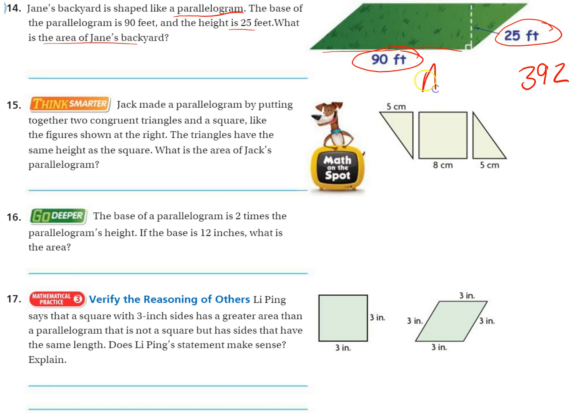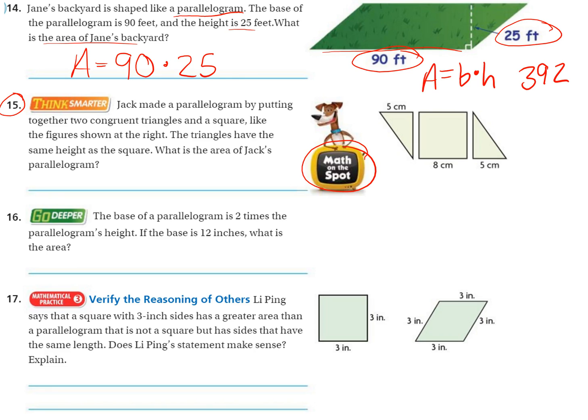Well, we know our formula is area equals base times height. So all we have to do to find the area is multiply 90 times 25. I'll let you do that math, and that's how you'll find the area. Okay, I'm going to skip 15 because a similar problem has gone over on your Math on the Spot video.